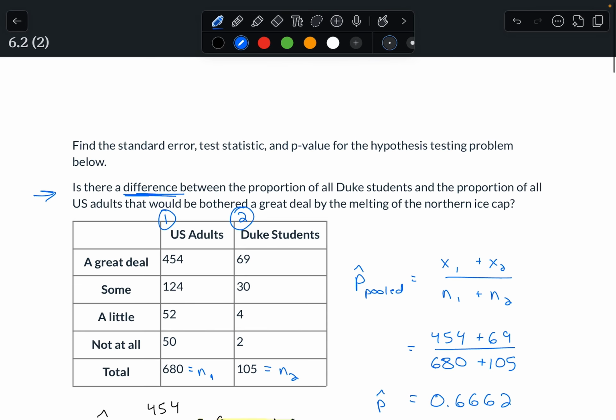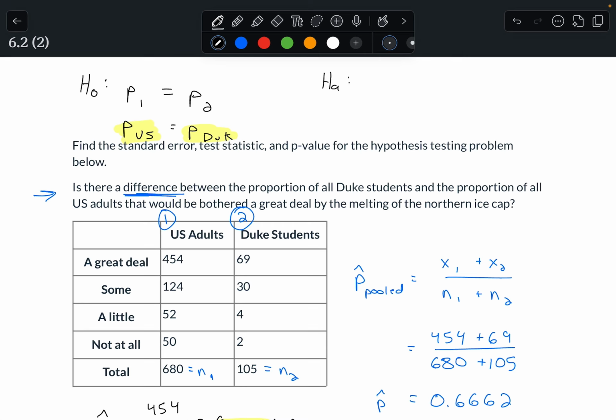So technically, I really should have done this at the beginning of our problem. When we set up our null hypothesis, it is always P1 is equal to P2. Or if you want to simplify, P sub US is equal to P sub Duke. So we're talking about the proportion of U.S. adults that would be bothered a great deal by the northern ice cap melting and the proportion of Duke students that are bothered a great deal by it. So we're comparing these two proportions. That's my null hypothesis, and the nice thing about this is that the null hypothesis is always, always, always the same. So I've got H naught.